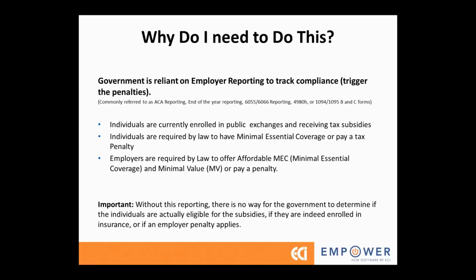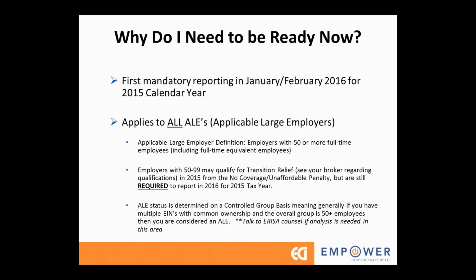To start off, why you need to do this: the government is reliant on your reporting to track compliance. You'll hear this reporting has a lot of different terms, which is confusing as well. Everything from ACA reporting to end-of-year reporting. You'll hear it called 655 and 656, or 4090 80H, or 1094, 1095. I'm going to go through the reporting and simplify it for you from your employer perspective and where you need to really focus on.